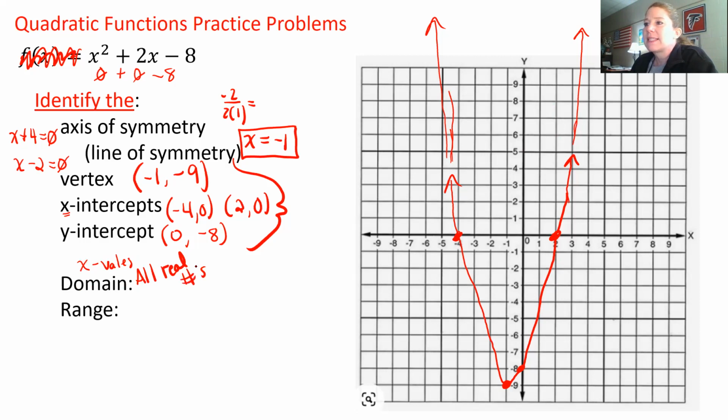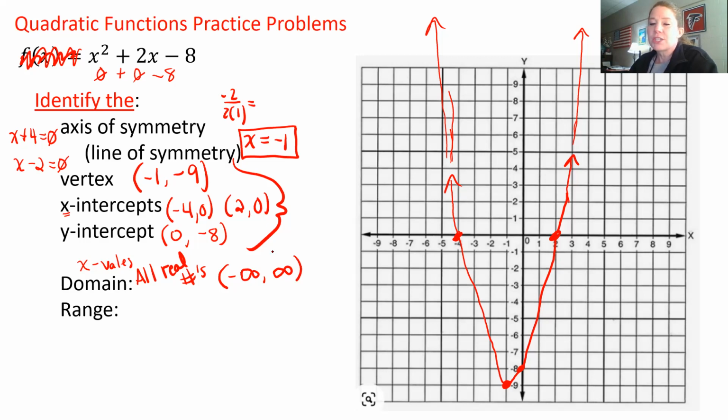And to write that in interval notation, since there's no limit to x values, you would say that x ranges from negative infinity to positive infinity, okay?